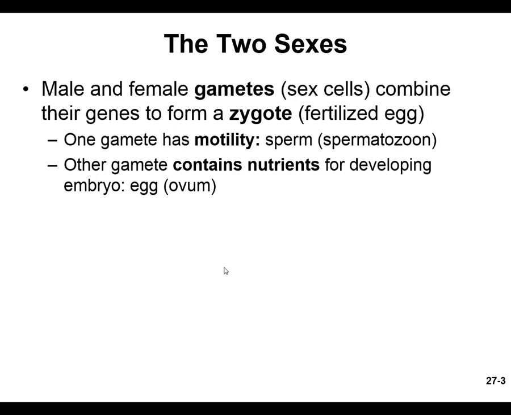So in the development of the egg, we actually see one dominant egg or ovum that's developed, and it's large and contains a lot of cytoplasm. So it has lots of the organelles and the nutrients that it's going to need to sustain this fertilized zygote. And then the sperm being motile, it has a flagellum to help propel it and move it towards the ovum for fertilization. And we call that the spermatozoon.